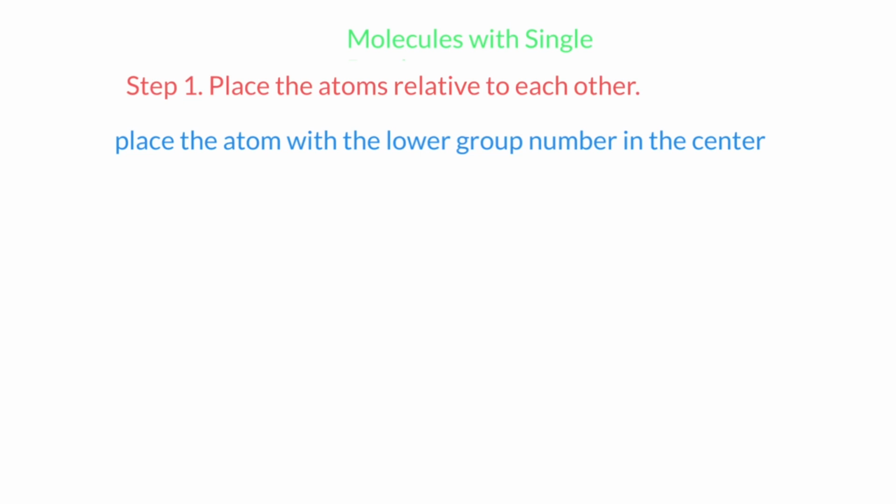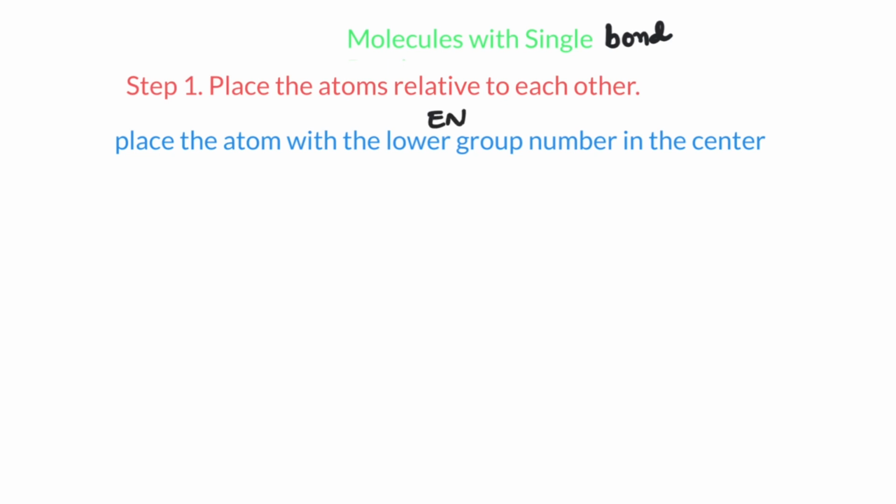So the first one, molecule with the single bond. This is called a single bond. First step, Step 1. Place the atoms relative to each other. Rule 1, what is it? Place the atoms relative to each other. In that, place the atom with the lower group number in the center. Nothing but lower electronegativity. A lower group number generally has lower electronegativity.